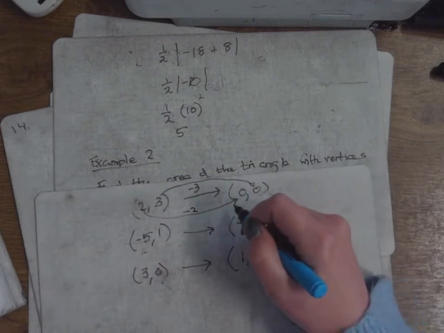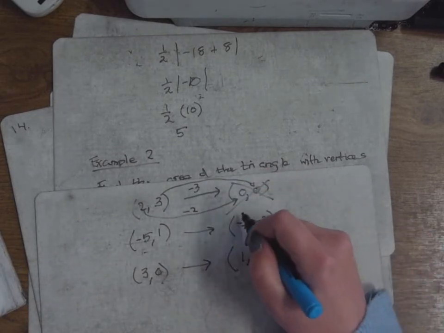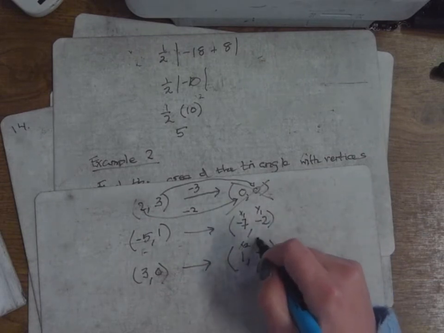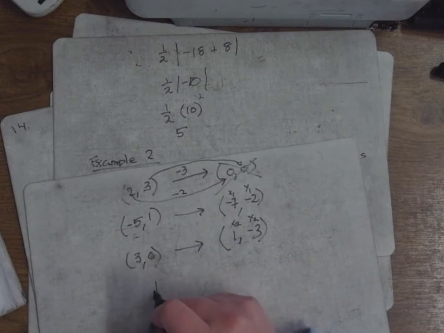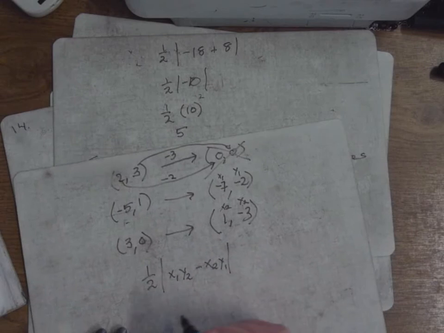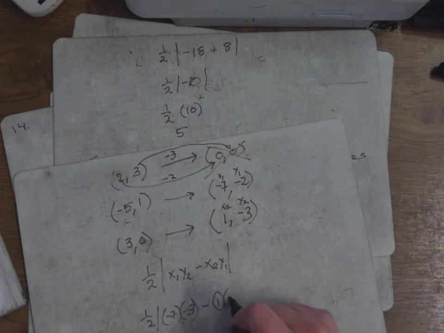Okay, so once I have 3 different points, I ignore 0, 0. I call this one x1, y1, and I call this one x2, y2, and I fill out half. Straight line just means drop the positive number: x1 y2 minus x2 y1. So that's a half. Remember, these are multiplied. So it's minus 7 times minus 3, minus x2, which is 1, times y1, which is minus 2.